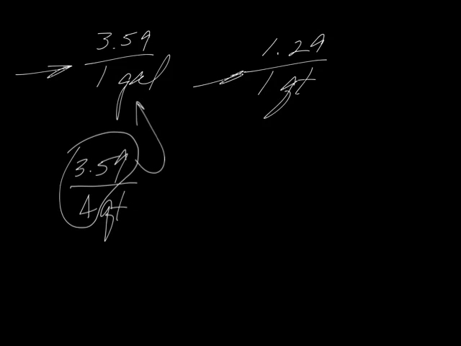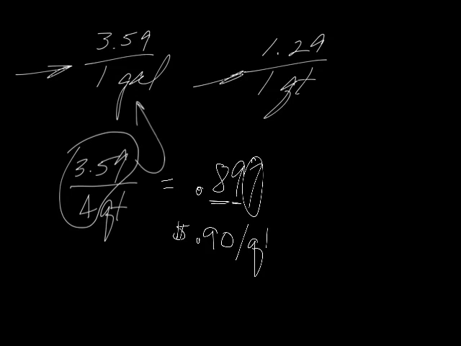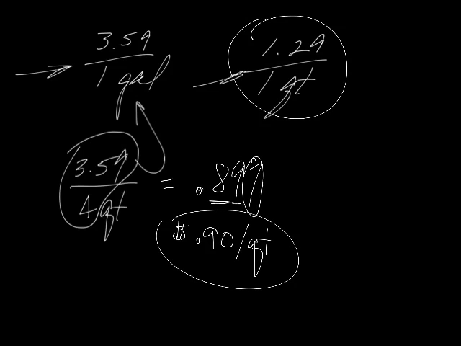So $3.59 divided by 4 is I think 0.897. So 89 to 90 cents. Let's just make it 90 cents here, because 89 with a 7 there will round it up to 90 cents. So that's 90 cents per quart. And up here, it's $1.29 per quart. So actually, the milk for $3.59 a gallon is cheaper than the quart.